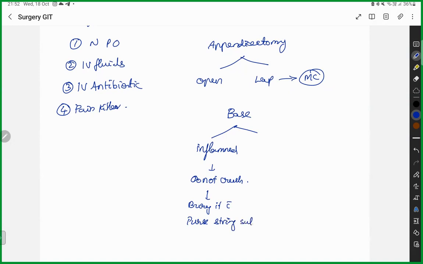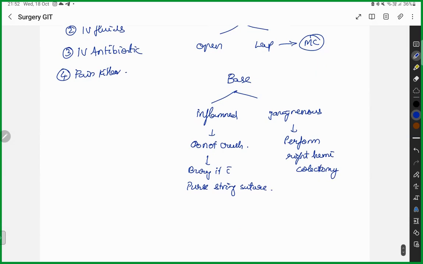I think I told you what a purse string suture is at the beginning, while discussing general surgery. The purse string suture is used in 2 important places: cervical encerclage and acute appendicitis. And if the base is gangrenous, what will you do? You have to perform a right hemicolectomy. This is a very important point again.